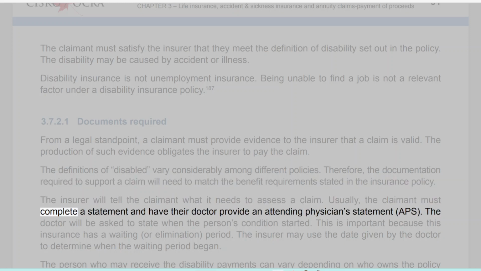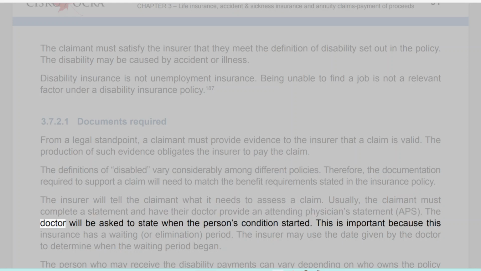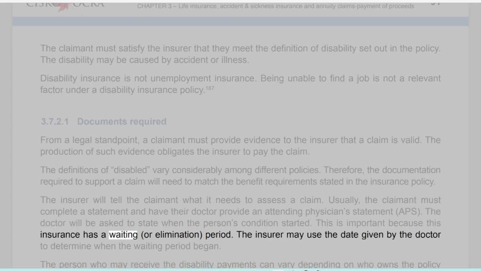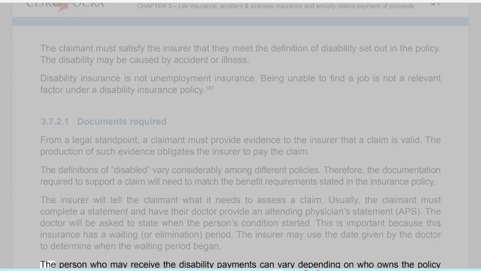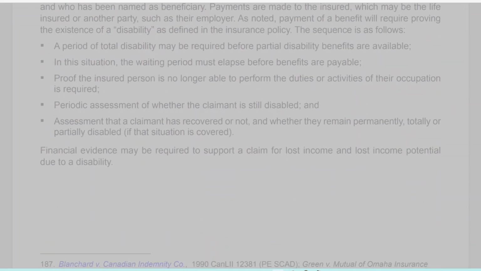Usually, the claimant must complete a statement and have their doctor provide an attending physician statement, APS. The doctor will be asked to state when the person's condition started. This is important because this insurance has a waiting or elimination period. The insurer may use the date given by the doctor to determine when the waiting period began. The person who may receive the disability payments can vary depending on who owns the policy and who has been named as beneficiary.